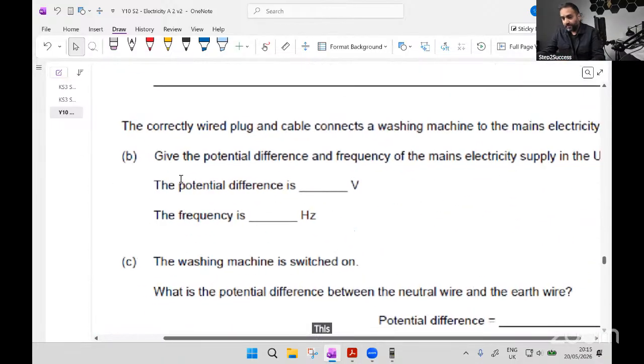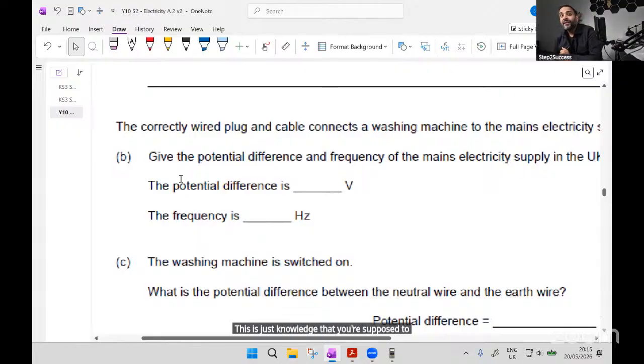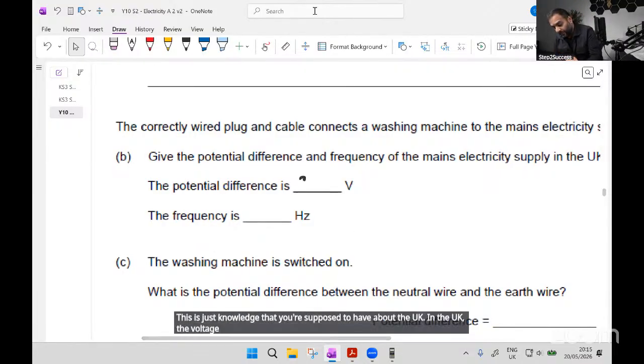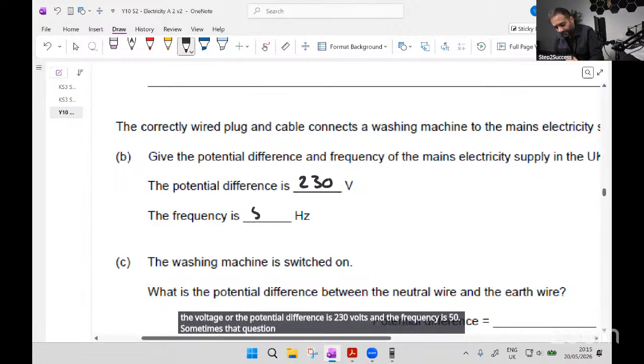This is just knowledge that you're supposed to have about the UK. In the UK, the voltage or the potential difference is 230 volts and the frequency is 50. Sometimes that question does just appear to see if you recall it.